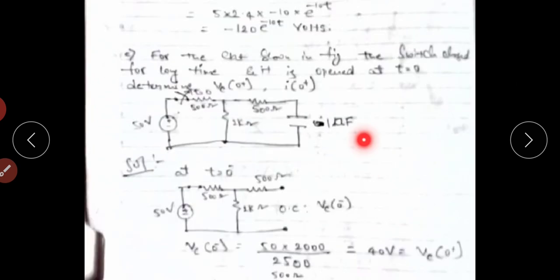Okay, next problem. So for the circuit shown in the figure, the switch is closed for a long time and it is open at t equals to 0. So determine Vc of 0 plus, I of 0 plus. And also here find I of t, Ic of t and Vc of t.